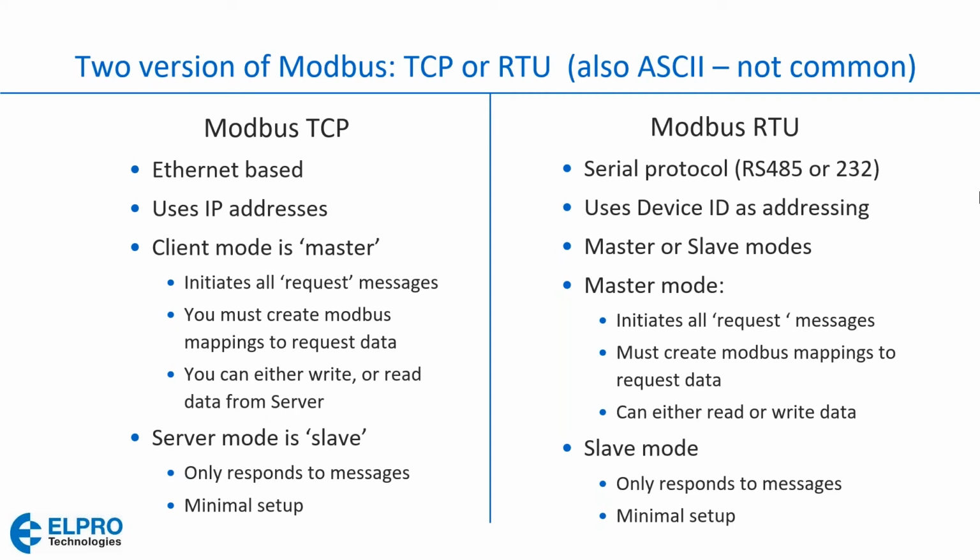So I'll start on the right-hand side here. Modbus RTU serial protocol over RS-485 or over RS-232. By far, RS-485 is far more common. And this is because RS-232 is limited to point-to-point, whereas with RS-485, we can have a daisy chain network. So we can have one master device and then up to 32 slave devices. And with a shielded twisted pair of RS-485 wiring, the cable length can be up to 4,000 feet.